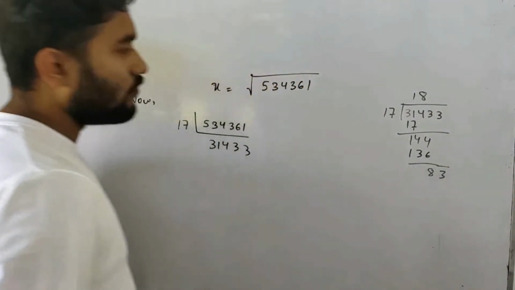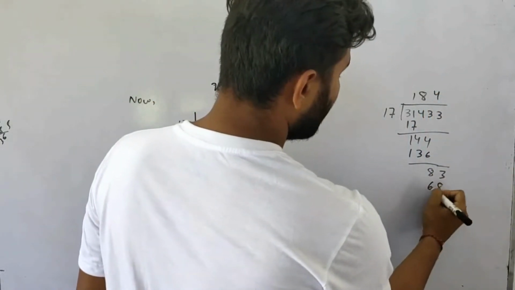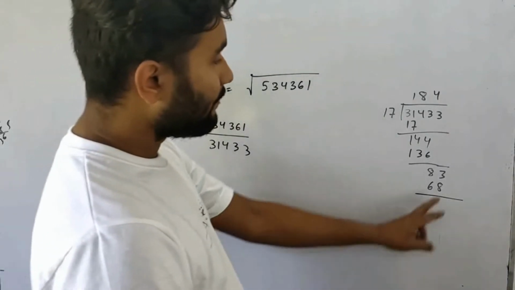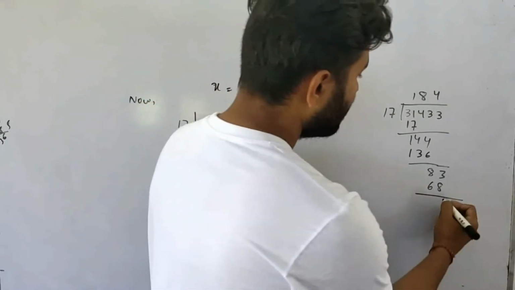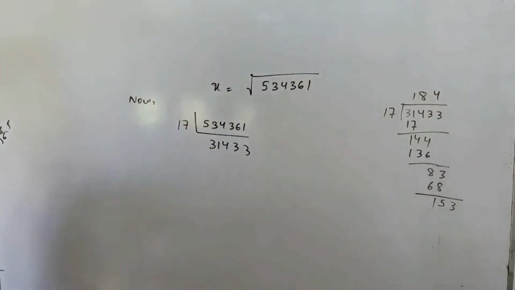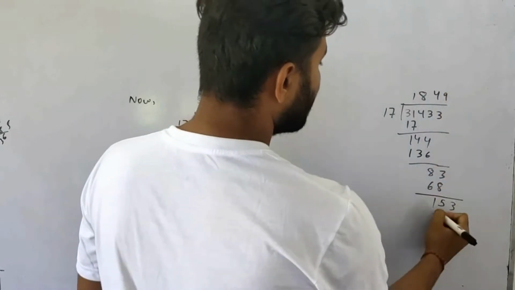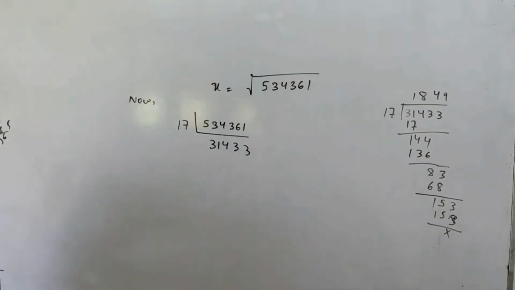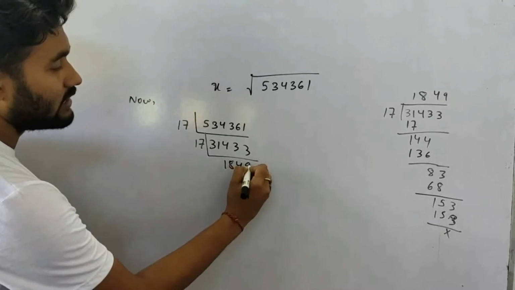17 4 is 68, 17 5 is 85, so 17 4 is 68. Then subtracting, that is 153. And 17 9 is 153. So it is divisible by 17. Means, how much is 17 times 1849?